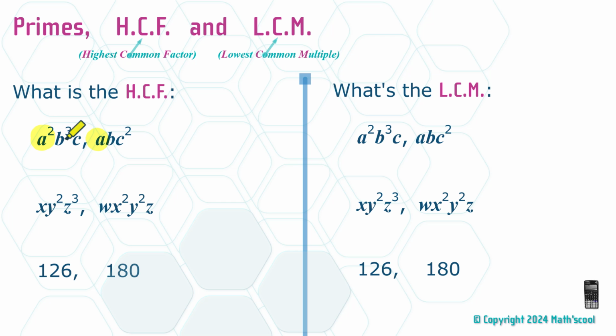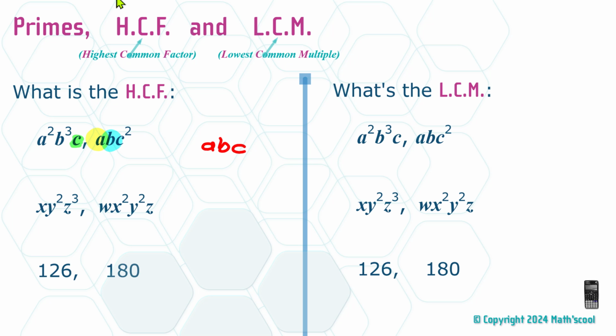The a is common in both of them, but the a squared isn't really common. This one doesn't have an a squared, it has an a. So common would be just the a, not the a squared. And if I look at the b's, the b would be common, but not the b cubed. And if I look at the c's, the c would be common, but not the c cubed. So the highest common factor of that is a, b, c.